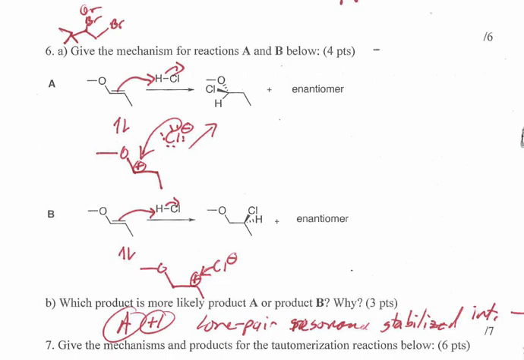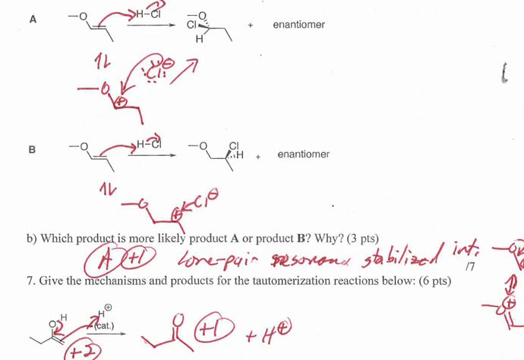Next one, pi bonds nucleophile. Pi bond reacts with HCl, carbocation here. I know it's there because that's where the product ends up. Pi bonds nucleophile. I put the carbocation here because that's where the chlorine ends up. Pretty standard stuff. The next question, though, which is more likely?